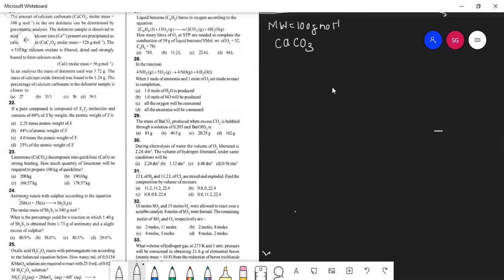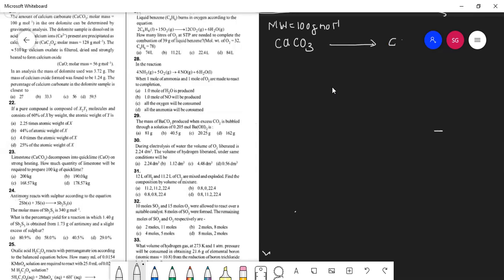It is in the ore of dolomite. Dolomite is the ore of magnesium. It can be determined by gravimetric analysis. The dolomite sample is dissolved in an acid and the calcium ions present are precipitated as calcium oxalate, formula CaC2O4. 510 grams calcium oxalate is filtered and strongly heated to form calcium oxide. What is the end product, students? Calcium oxide. Very good.